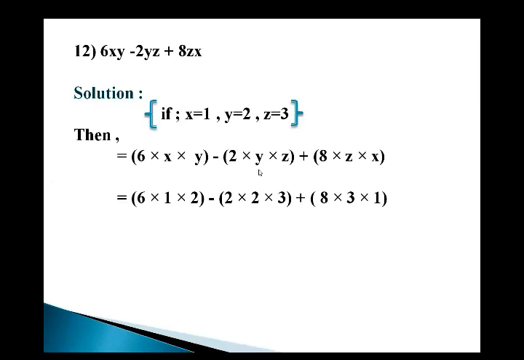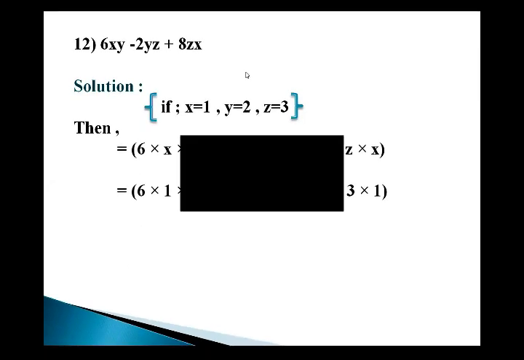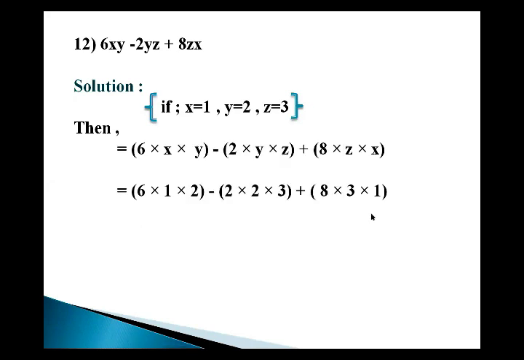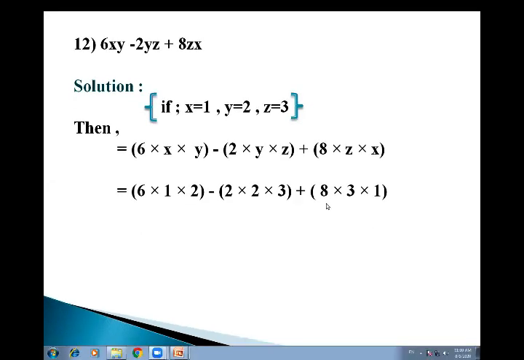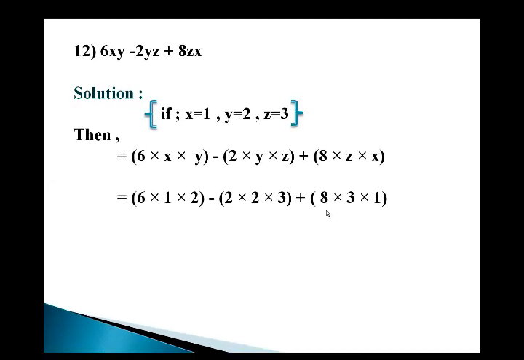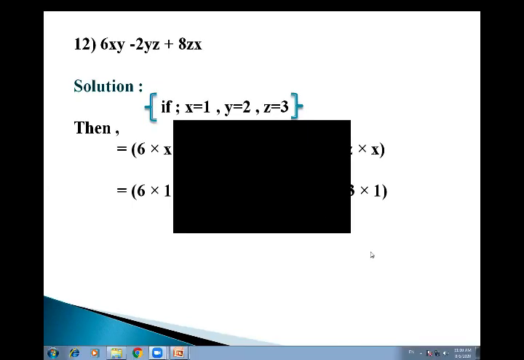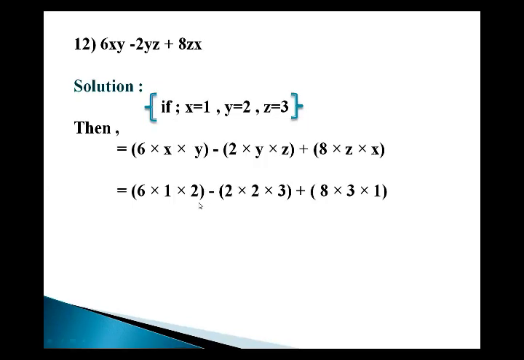Then the value of y is 2, the value of z is 3, plus 8, plus the value of z is 3, and the value of x is 1. Okay, which is equal to 12 minus 2 times 4, and 4 times 3 is 12, plus 8 times 3 is 24, 24 times 1 is 24. Then we write it as 12 minus 12 plus 24.